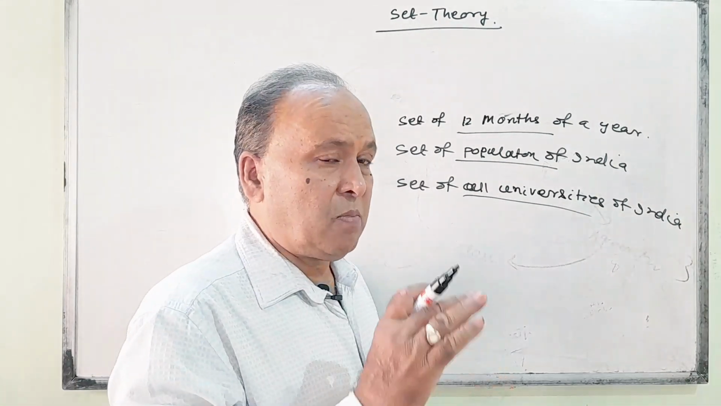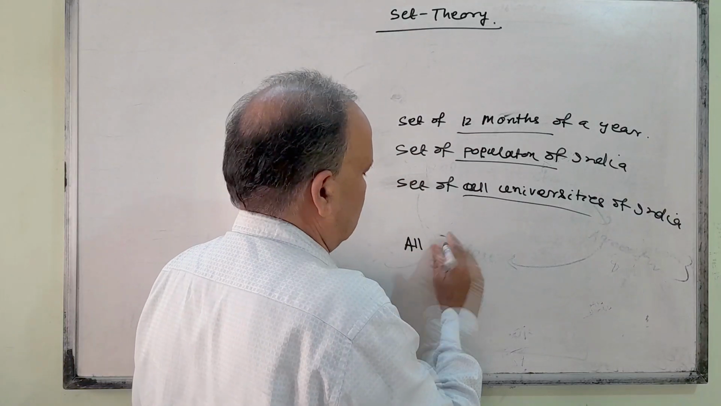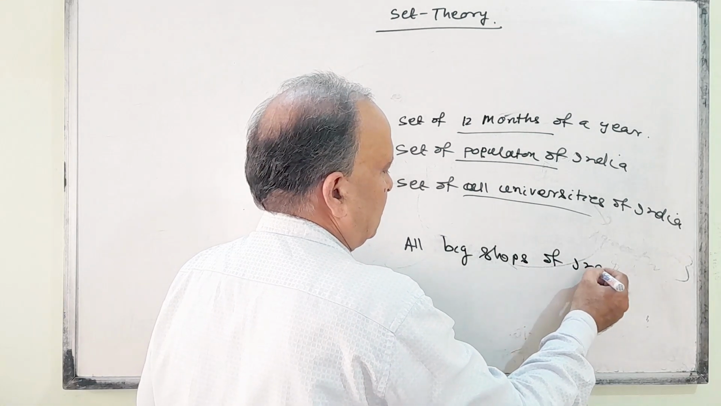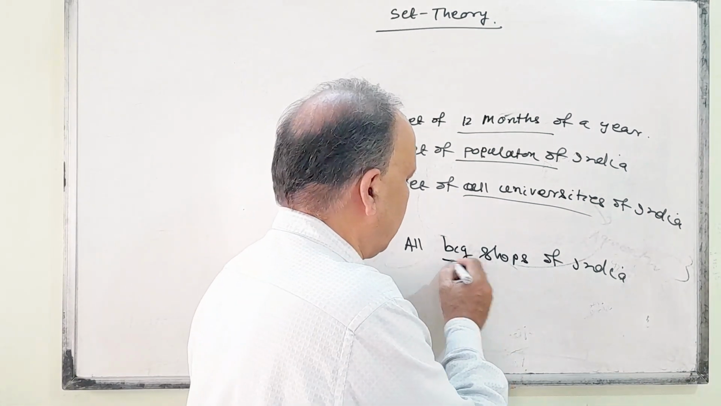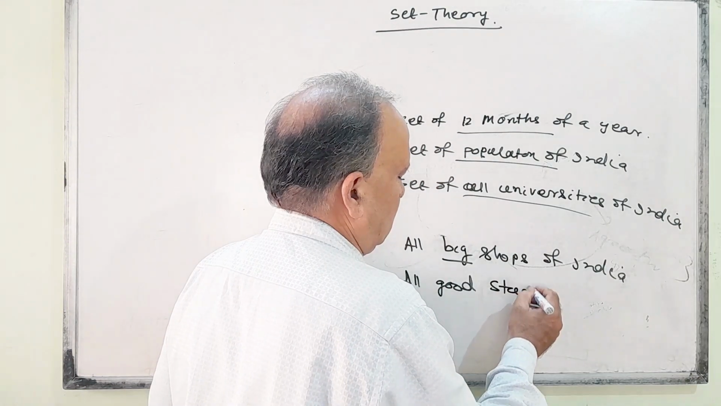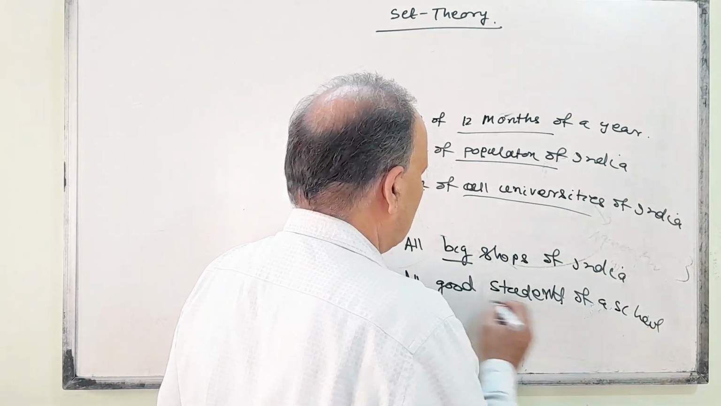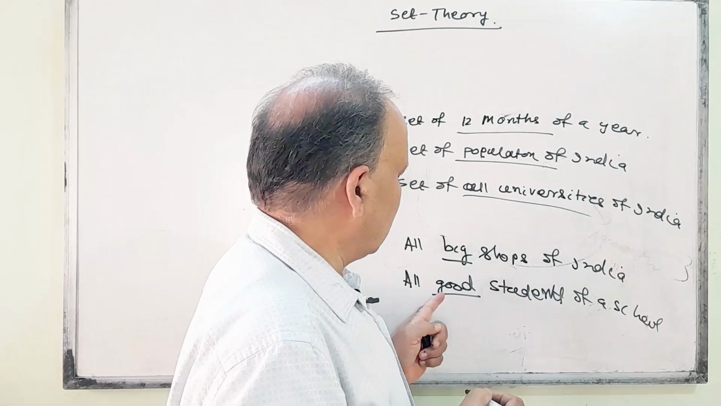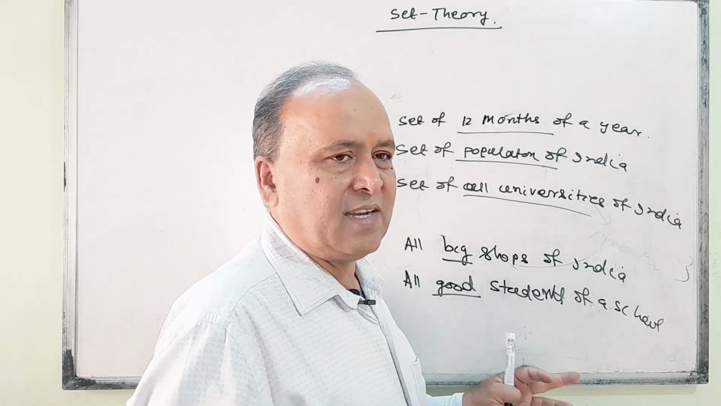But I am giving you some other examples which are not sets. Like all big shops of India cannot be a set because we cannot define the word big. All good students of a school. What is good? No one can define. Some students are good in reading, some are good in sports, some are good in singing, some are good in dancing, like this.